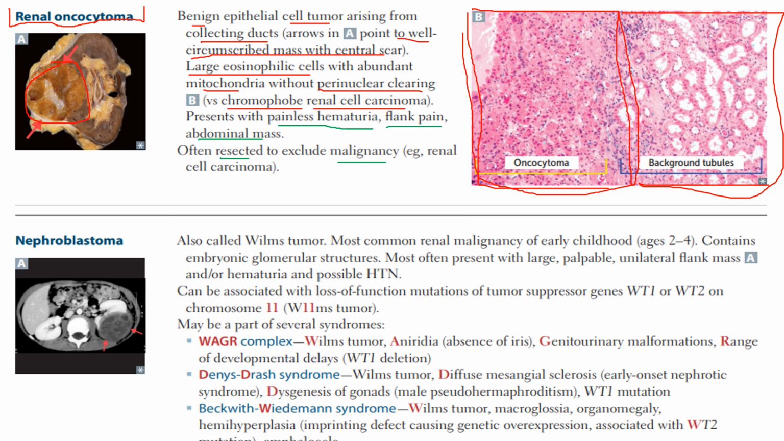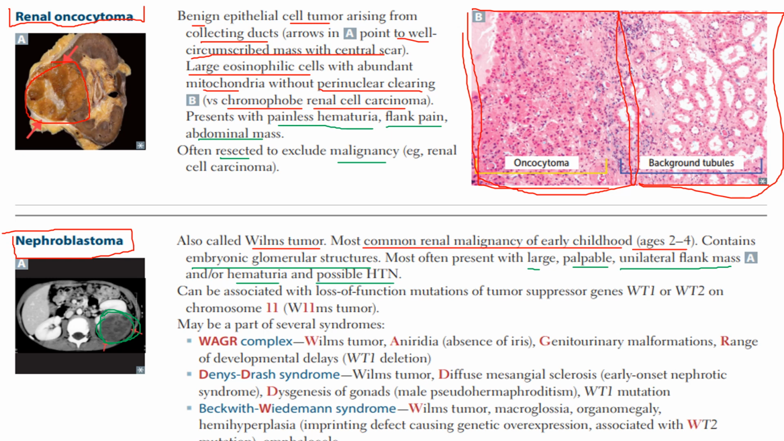Second is the nephroblastoma. It is also known as Wilms tumor. It is the most common renal malignancy of early childhood, in ages 2 to 4 years old. It contains embryonic glomerular structures, most often presents with a large palpable unilateral flank mass, as you can see in this image. Here I am highlighting it. It also presents with hematuria and possible hypertension.